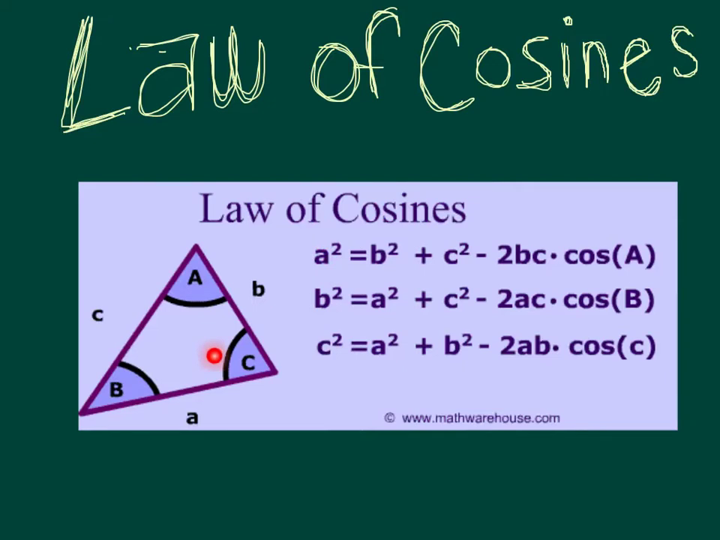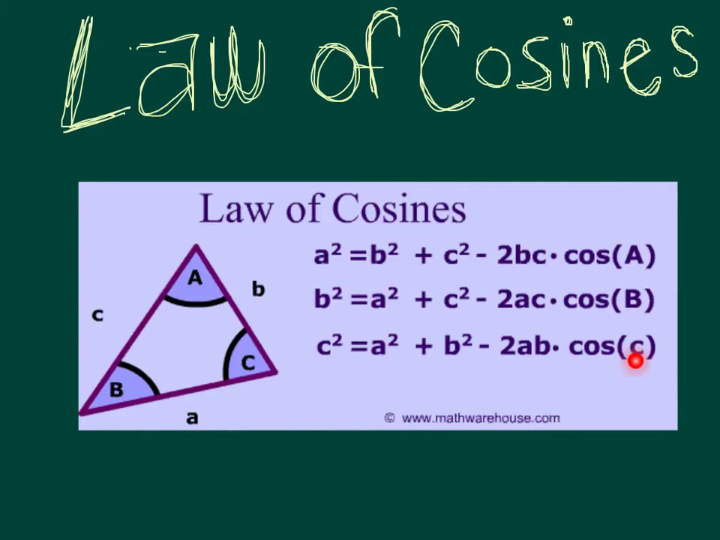Now, it may look overwhelming that there are three different equations, but it's important to notice they're actually the same thing. They all start with one side, and it equals the sum of the squares of the other sides minus 2 times the other sides times the cosine of the angle across from the original side. You'll notice they all have that same pattern. When you start with b squared, it's the cosine of b. When you start with c squared, it's the cosine of c. So you really aren't learning three different formulas. It's just three different representations of the same formula.